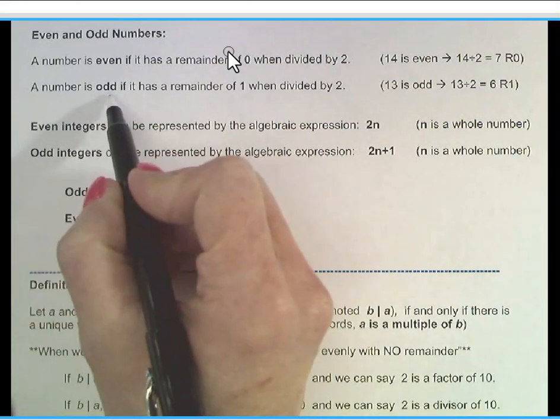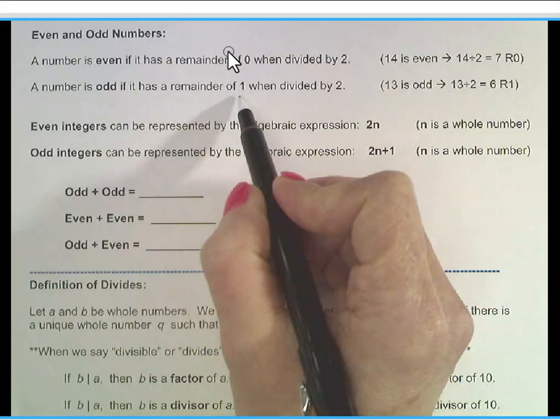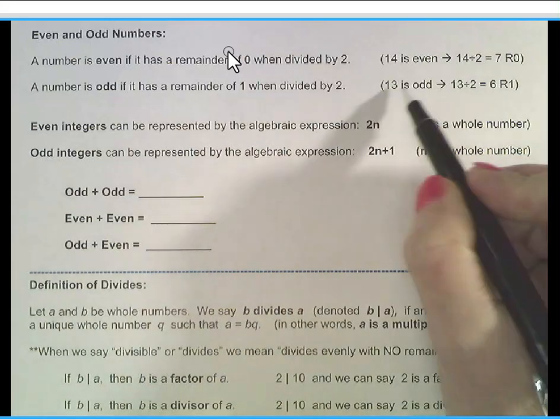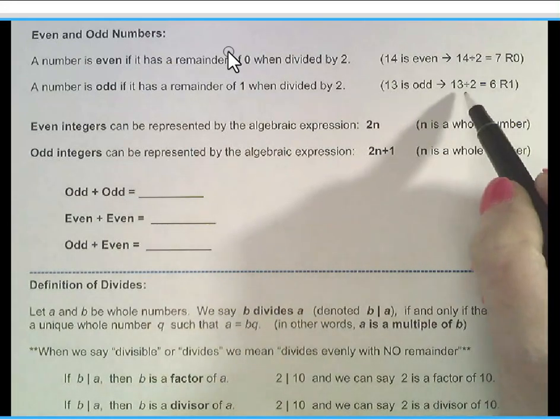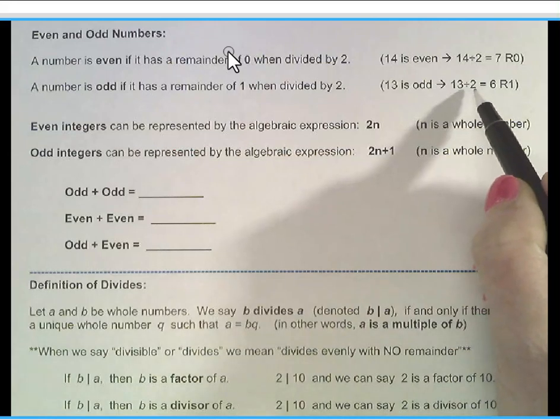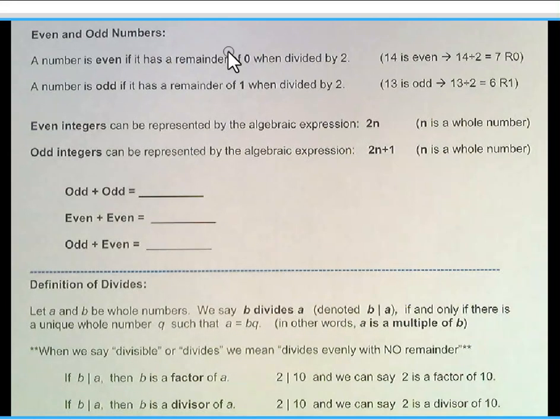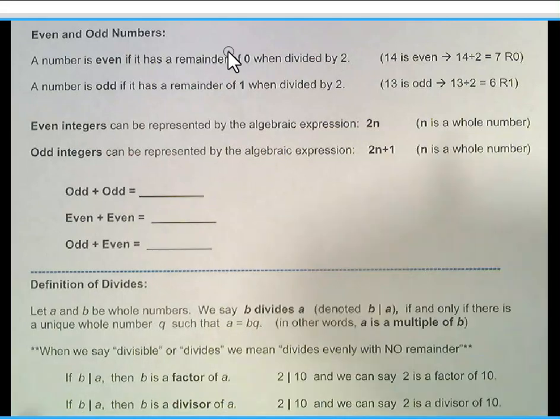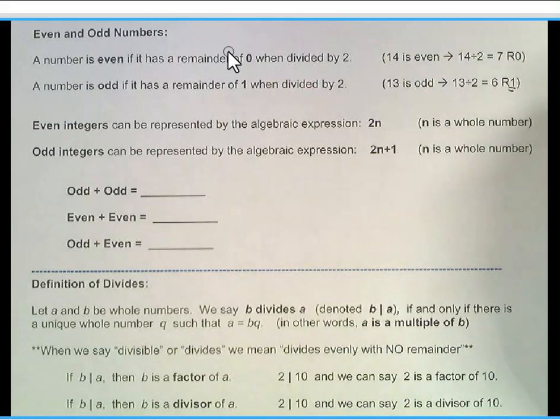A number is odd if it has a remainder of 1 when you divide by 2. So for example, 13 is odd. If we take 13 and we divide by 2, 2 goes into 13 6 times, that would be 12, with a remainder of 1. So the fact that we get this remainder of 1, that's what tells us that 13 is an odd number.